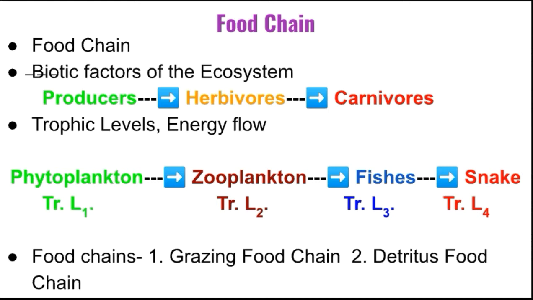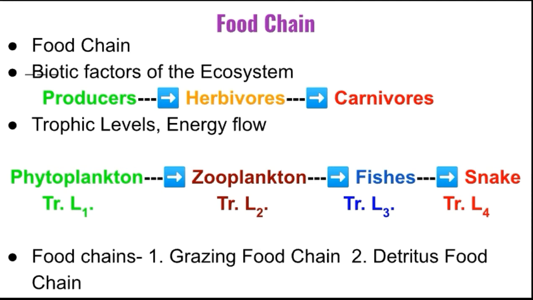So you see here there is trophic level first, second, third, as well as fourth. It means the energy flows through food chains, and the direction of the arrows indicates the direction of energy flow. The phytoplankton transfer energy towards the zooplankton, then the zooplankton transfer energy to fishes, and the fishes transfer energy into the snake. The direction of the arrow indicates the direction of energy flow.